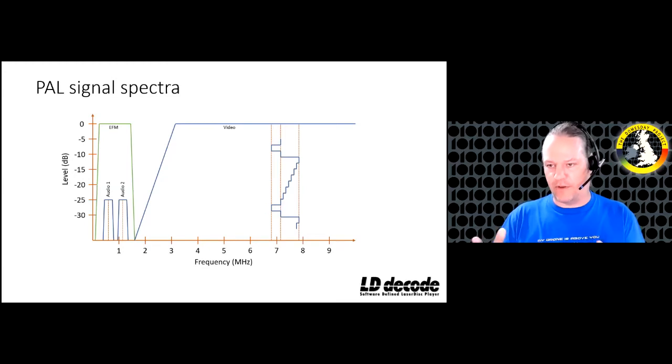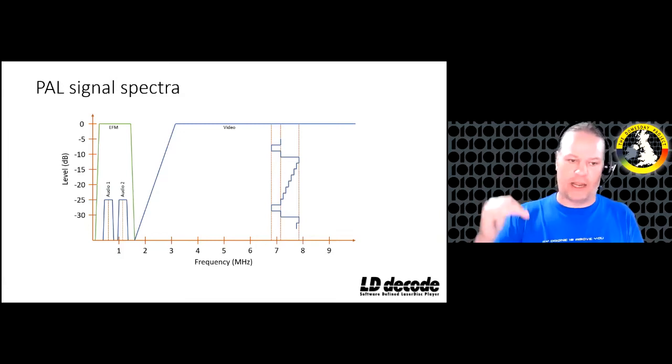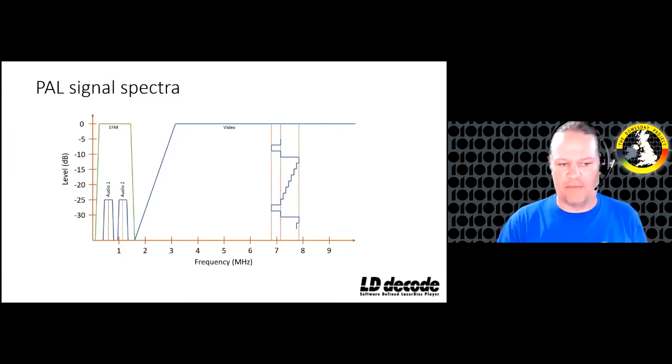And of course, because it's frequency modulated, the video signal is going up and down in frequency as you're recording it. So it's across a range. And you also have side bands and harmonics and all sorts of things going on in the spectra. So the video uses most of the bandwidth of the disk.